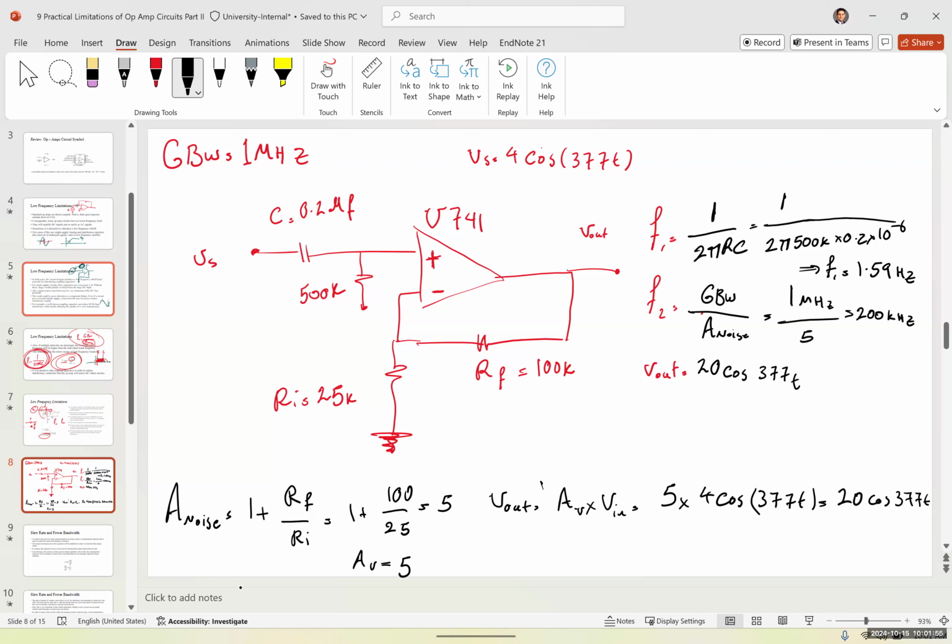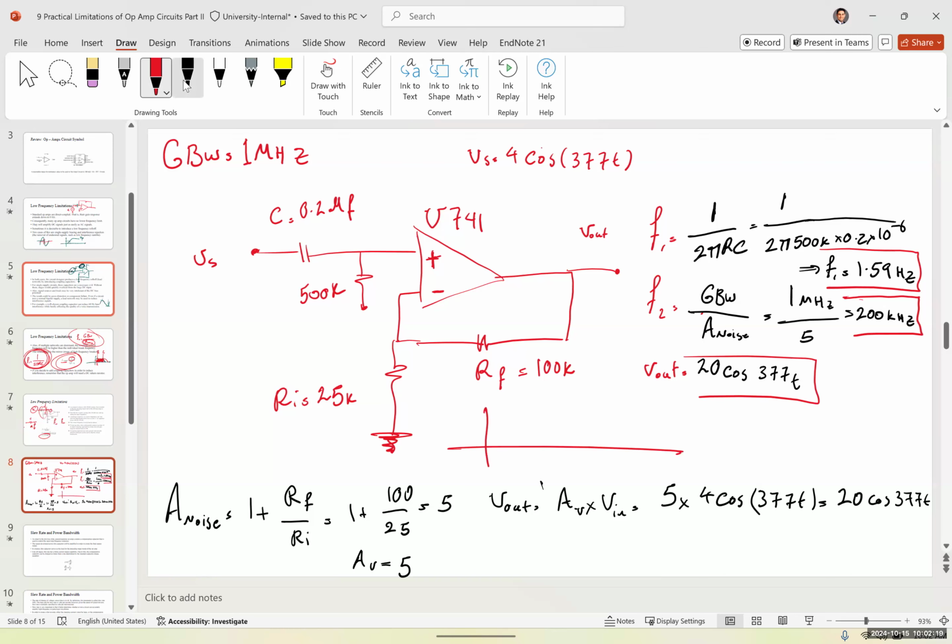Did you get the same result? Okay, perfect. So upper frequency is 1.59. I'm sorry, lower frequency is 1.59. Upper frequency is 200 kilohertz. And V out is 20 cosine, or the gain is 20.